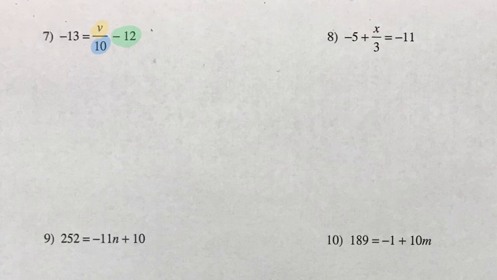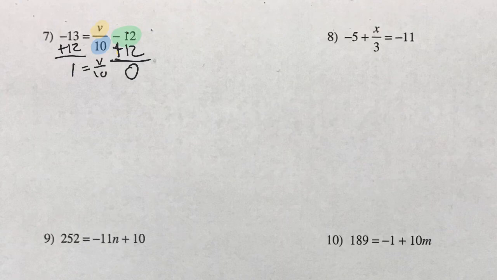Well, what can I do to minus 12 to get not positive 12, but 0? That's what I'm looking for. Well, negative 12 plus 12 is 0. So I'm adding 12 to both sides in order to keep the equation in balance. So negative 12 plus 12, that goes 12 in the positive direction, which leaves us with a 0. So we have 1 equals v over 10 plus 0. Let me rewrite it this way: 1 equals v over 10.